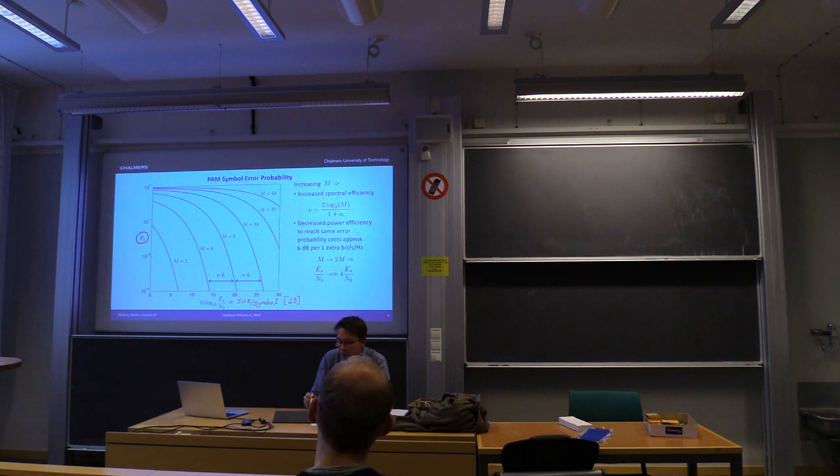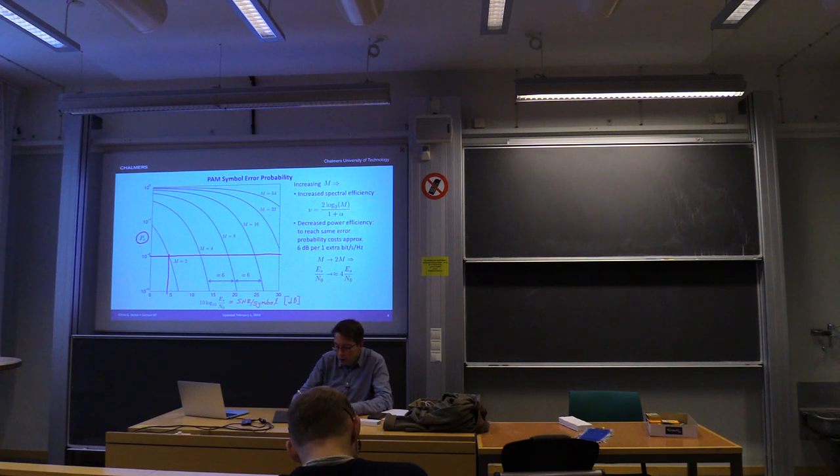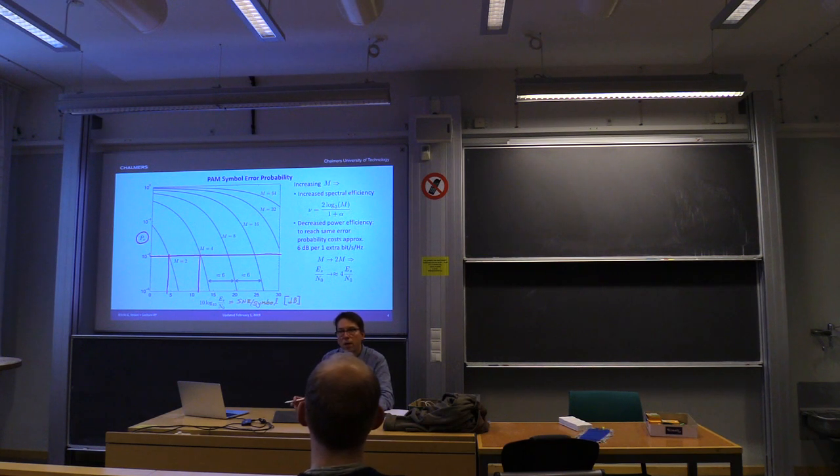And we also see that if we want to reach a certain error probability, say 1%, how much SNR do we need in order to do this? Well, we just draw a straight line like this, more or less, and then read off the corresponding SNR we need for M equals 2, M equals 4, and so forth. And we see here that as M increases, the signal to noise ratio requirement to get a certain error probability increases rapidly.